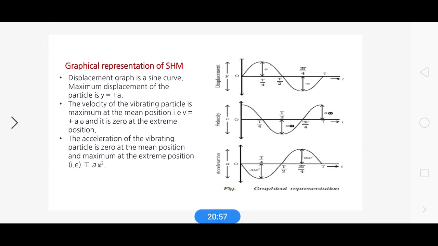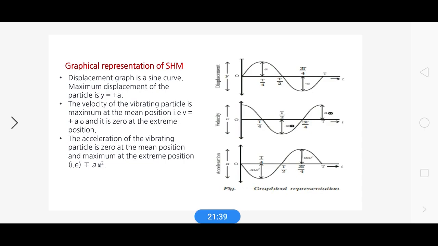Then this one is the graphical representation of the simple harmonic motion. To explain this, I am considering the x and y axis. Along the x direction we are taking the time, that is T, T by 4, T by 2, 3T by 4 and T, like already we discussed in the last slide. Along the y direction we are taking the displacement, velocity, acceleration values. So finally for the displacement graph, it is clearly a sine curve. The maximum displacement is y is equal to A and the minimum displacement is 0.